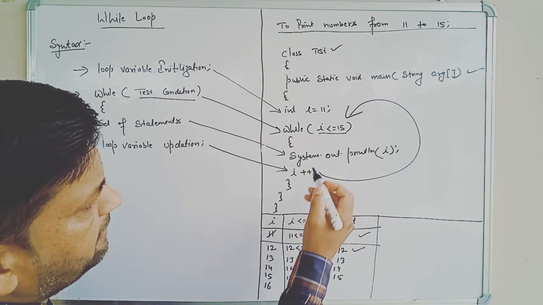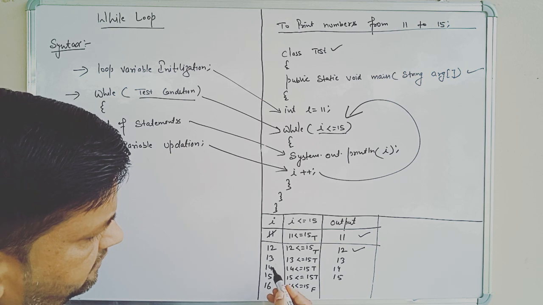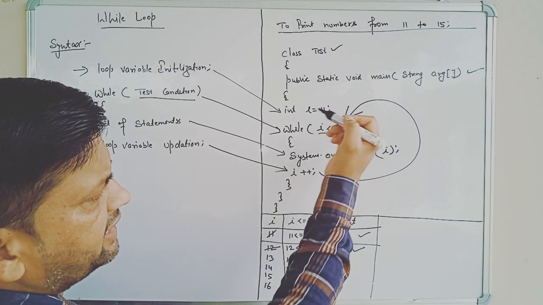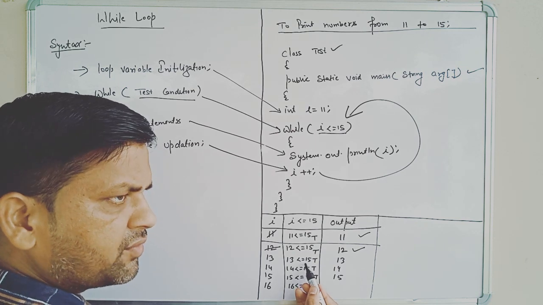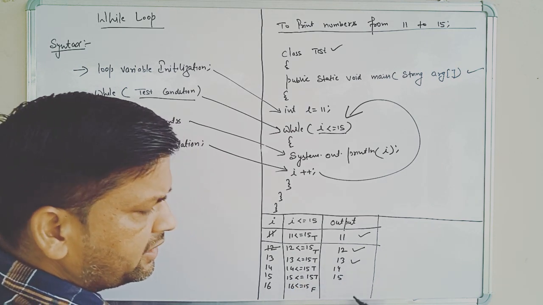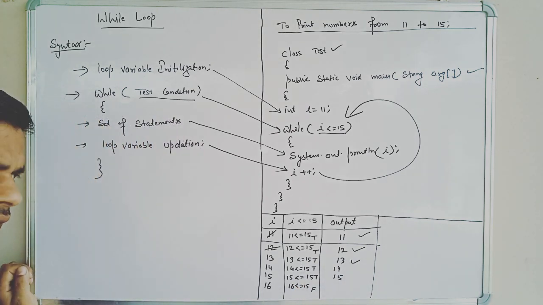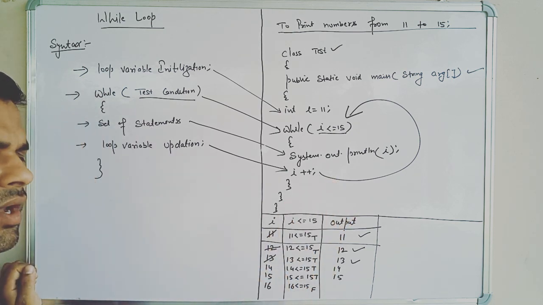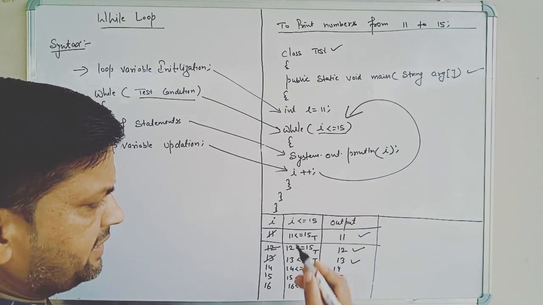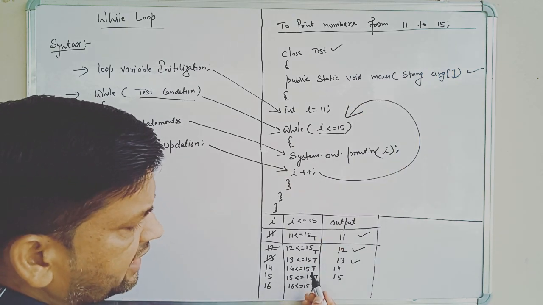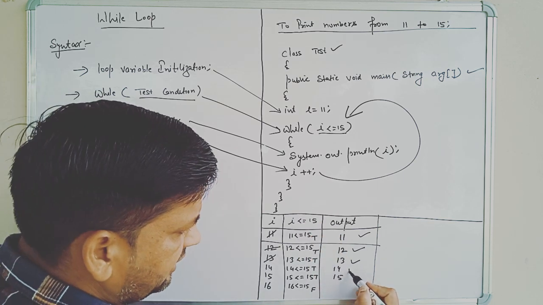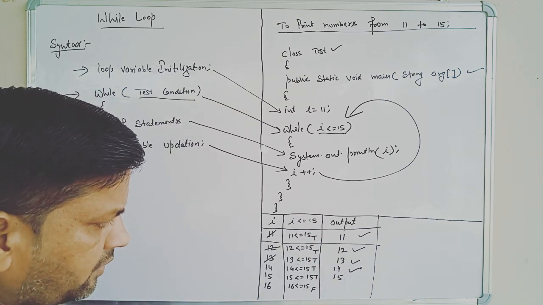Now i will be 13 for the third iteration. Again the condition will be checked. 13 less than equal to 15, condition true. So what will be printed on the screen? 13. Next time i will be updated, and it will become 14. Again the condition will be checked. 14 less than equal to 15, condition true. If it is true, again i will be printed, 14 will be the output.